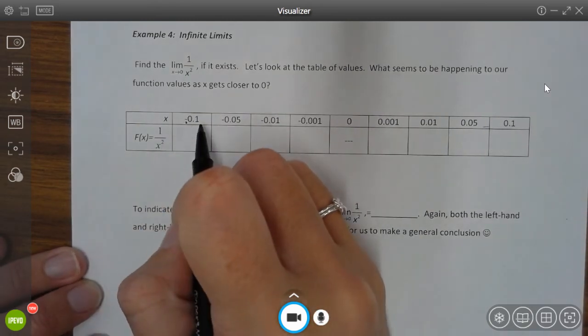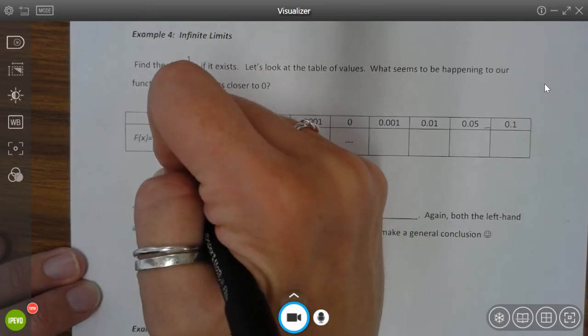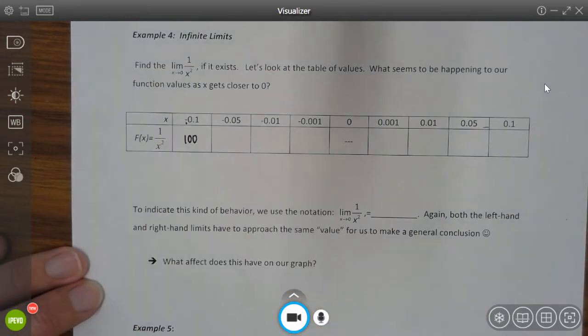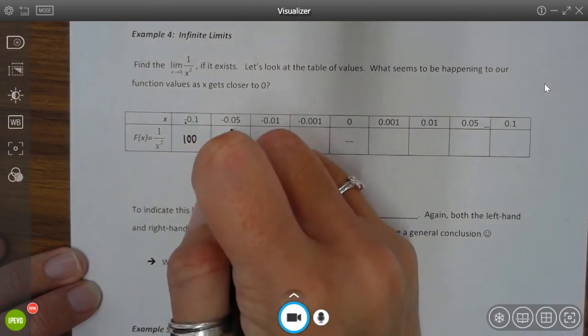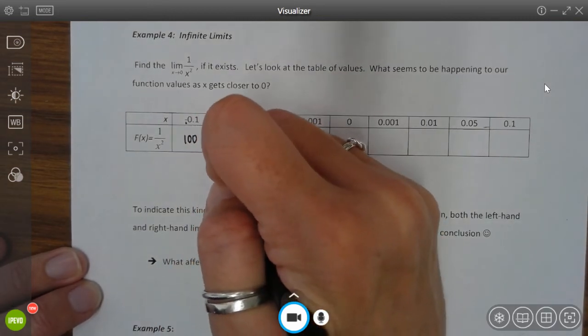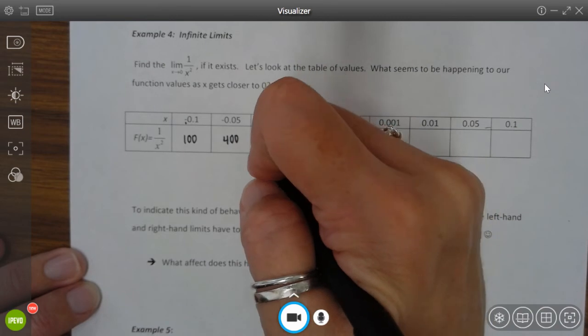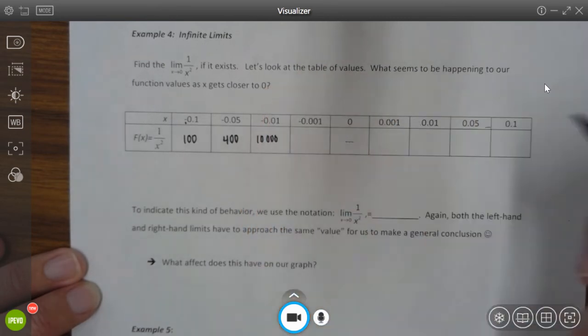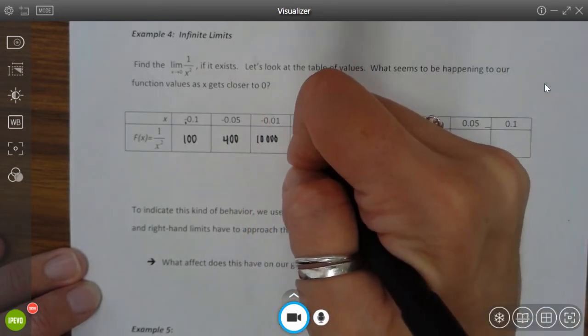1 over negative 0.1 squared gets us a value of 100. And hopefully we can see what's happening here as we fill in our values. If I plug in negative 0.05, that would give me 400. Negative 0.01 would be 10,000. Negative 0.001 would give me 1,000,000.